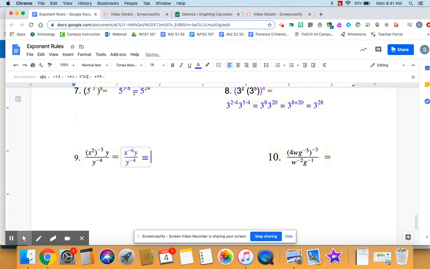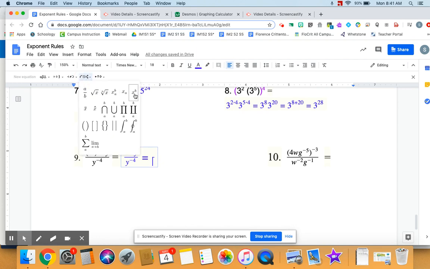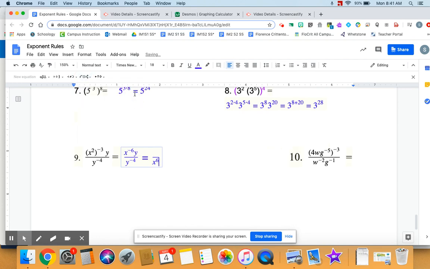Now we move everything that's unhappy and make it happy. And that's always the next thing you want to do. So this x to the negative 6, it's not happy on top in the numerator. It wants to be on bottom in the denominator. So x to the power of 6, now it's positive. You see on top it's negative because it's not happy there. It is happy down below, though, in the denominator. So when I moved it down there, I made it positive.